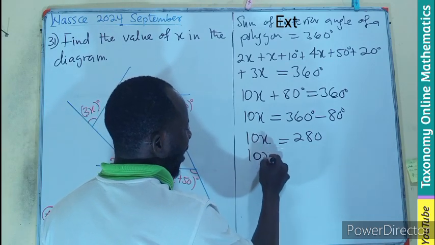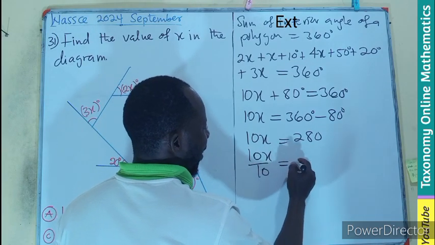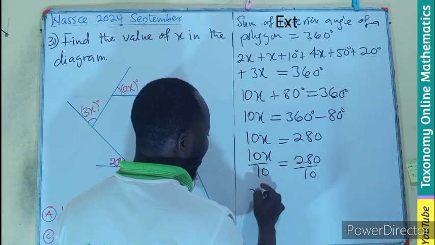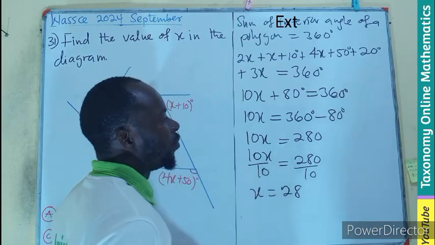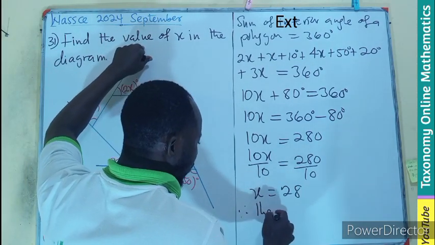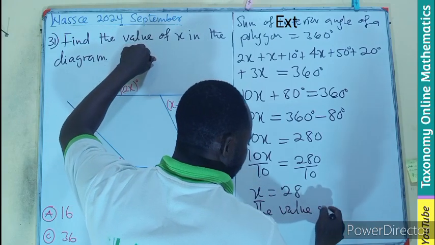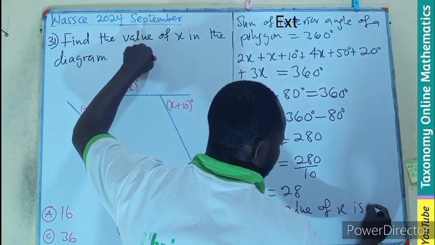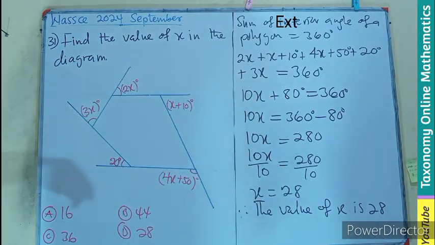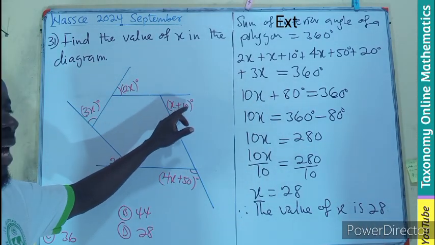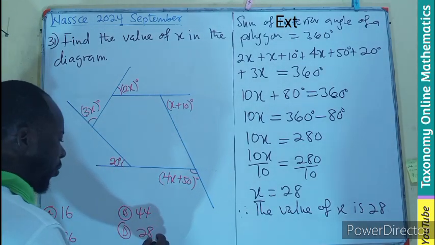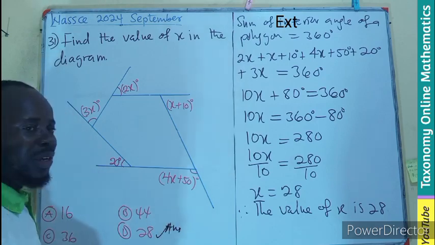Divide by 10, so 10x divided by 10, 280 divided by 10, x will give us what? 28. So the value of x will be 28. So the value of x is going to be 28. If we add it to the 10 here, we get a degree. So we can leave it as 28, as that to be the option D as the preferred choice.